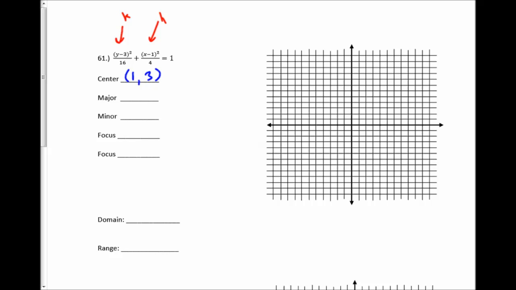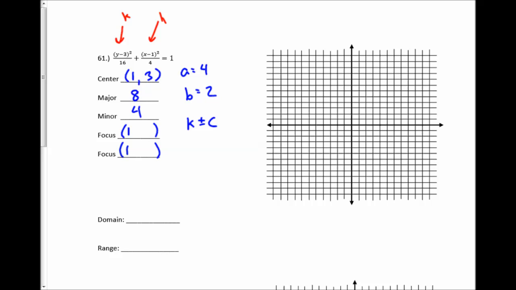The major axis, well, I've got a squared is 16, so a equals 4, so my major axis is 8. B squared is 4, so b equals 2, so my minor axis is 4. And now the foci here, I just have to take this right off of my formula sheet. Since this one is vertical, I know that the h value is going to stay the same. The k value is the one that's going to change. I'm going to do k plus or minus c.